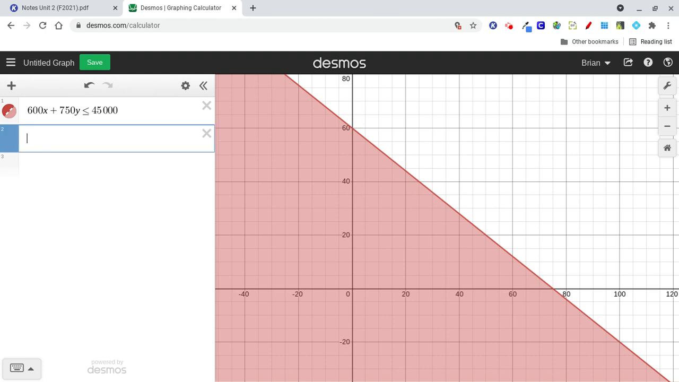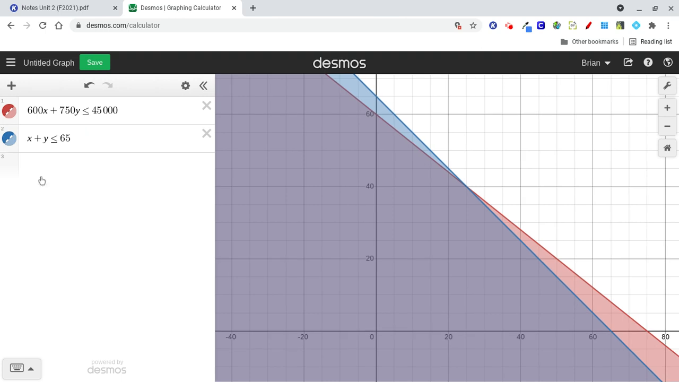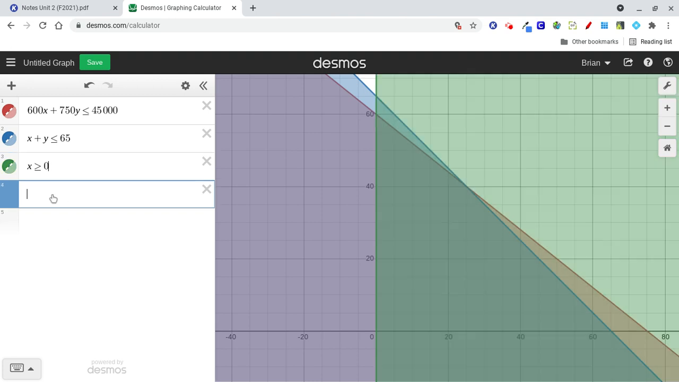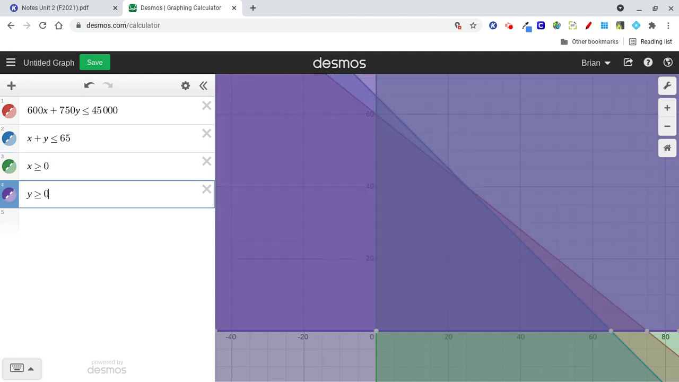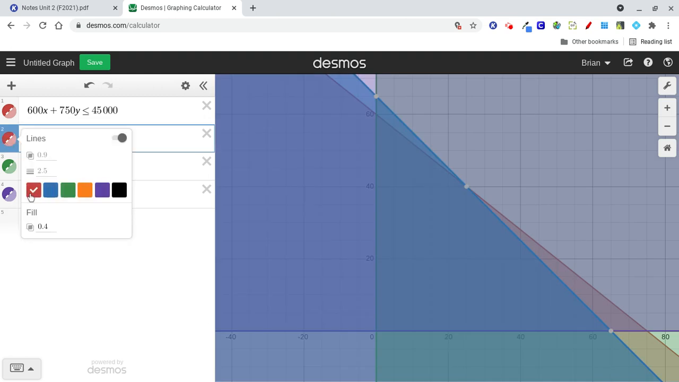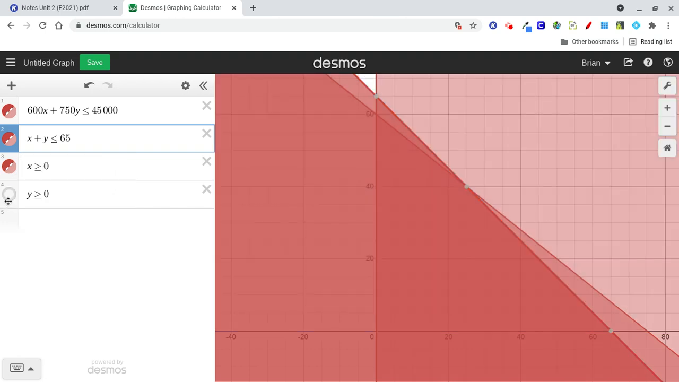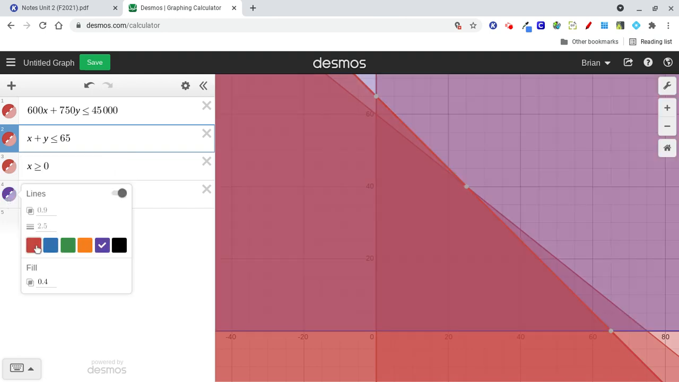Then we had x plus y is less than or equal to 65. X is greater than or equal to 0. Y is greater than or equal to 0. Again, I think it's easiest to see if you change those things all to the same color. Doesn't have to be red, but I think it's easiest to see when it's all red. We're looking at this quadrilateral shape right here.